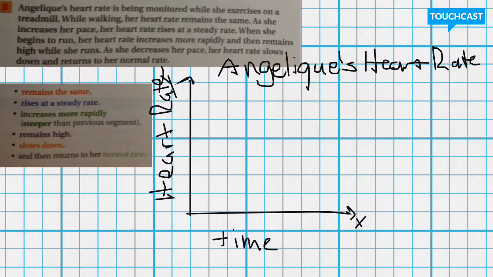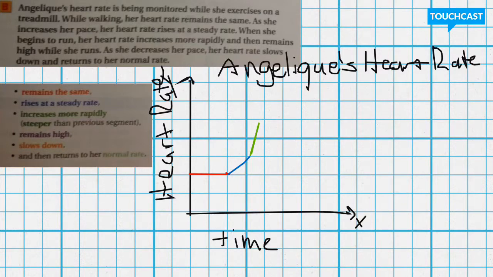So let's graph this. Let's think of those situations and graph it. If Angelique's heart rate starts off somewhere and it remains the same, it's just going to be a steady straight line. Then if it starts to rise a little bit, but not too much, we're going to start increasing the heart rate as time moves along. Now she's going to start running. That heart rate is going to increase even more rapidly. So we need to increase how much that is rising.